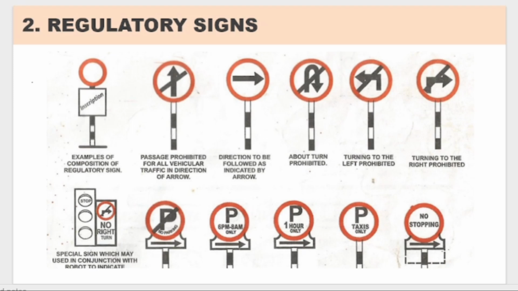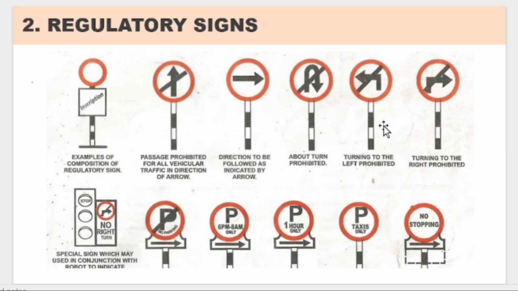So just by looking at this slide, we can right off the bat see that regulatory signs have a circular shape. All of these signs have one thing in common, which is a circle, right? We are just going to be looking at regulatory signs. One thing you need to note is that the insignia of regulatory signs is a circle. As you can see, there's a red circle.